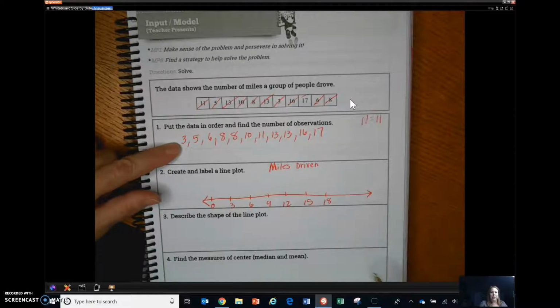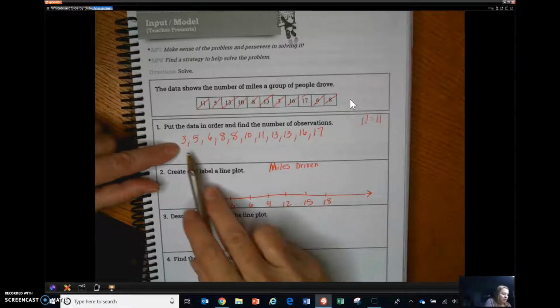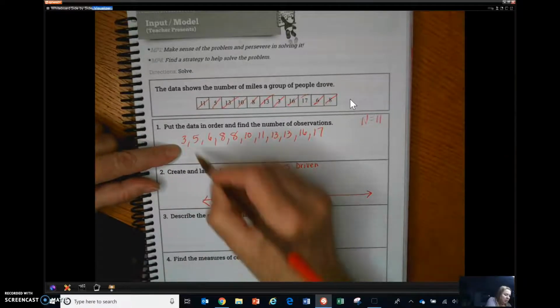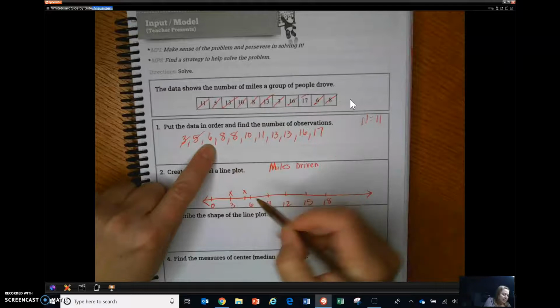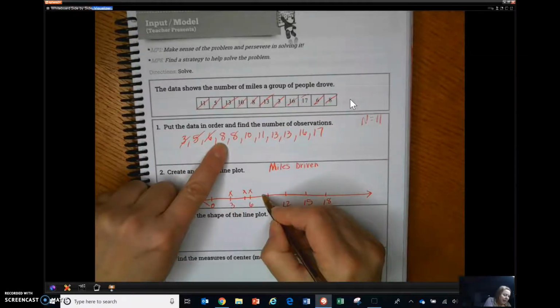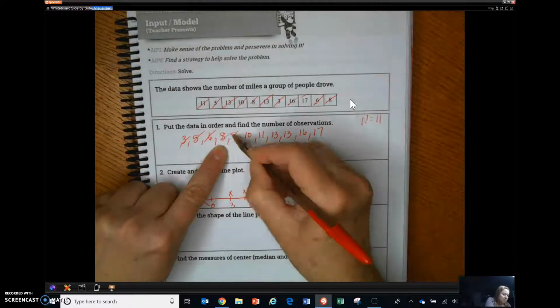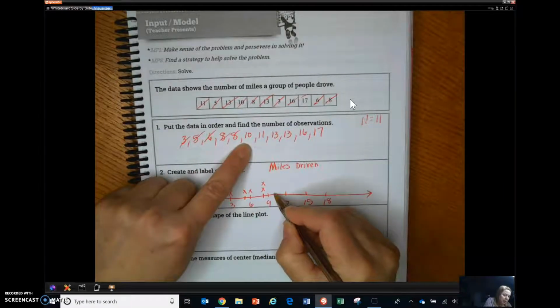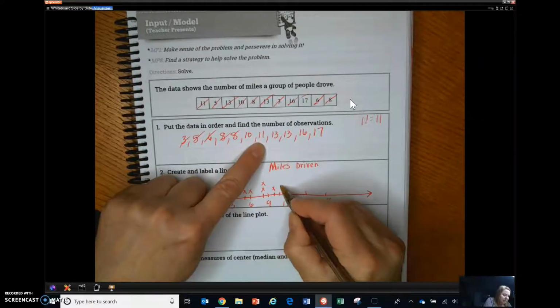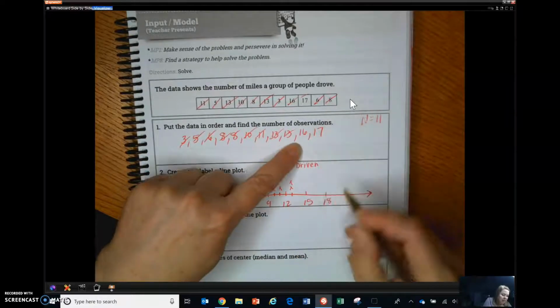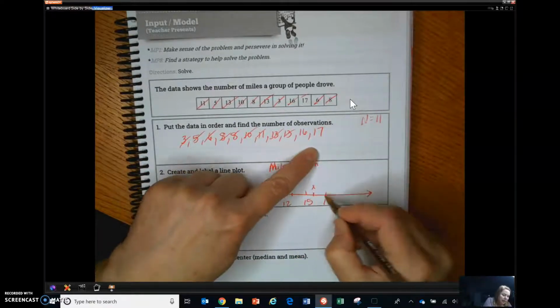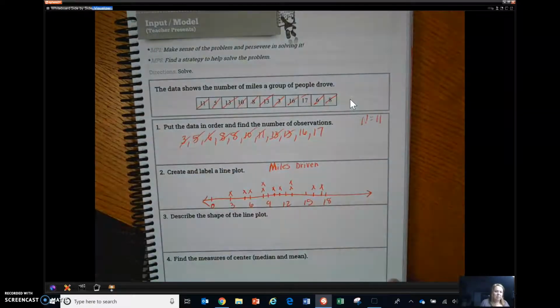All right, now I'm just going to put an X over the area that it would be for each piece of data. So 3, cross it off. 5 would be about right here. Cross it off. 6, cross it off. And then 8 would be about right there. There's 2 8s. There's a 10, which would be about right here. 11. 2 13s. A 16. And a 17. Miles driven.